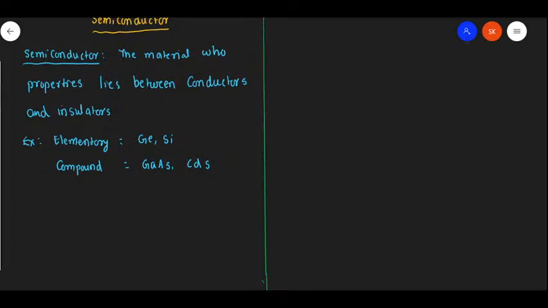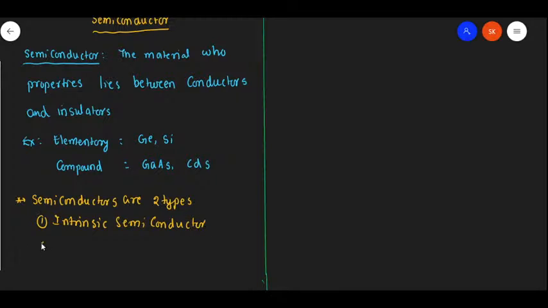Semiconductors are basically classified into two types. The first one is the intrinsic semiconductor. The second one is the extrinsic semiconductor. These are the two types of semiconductors.